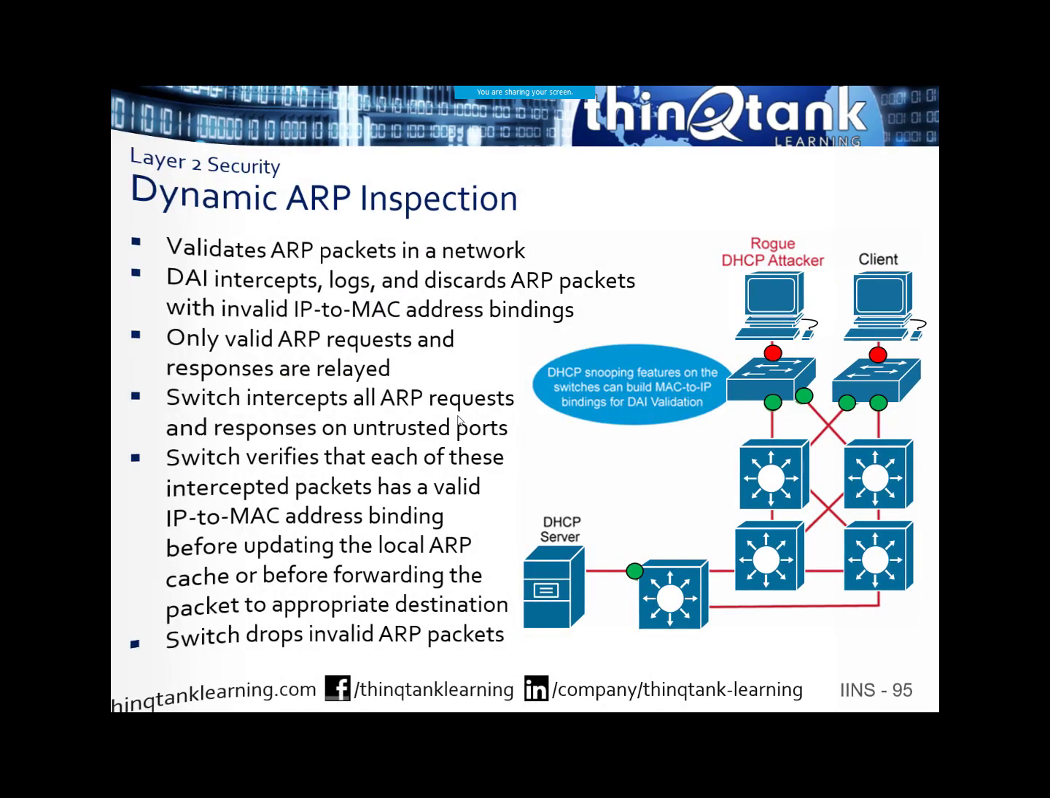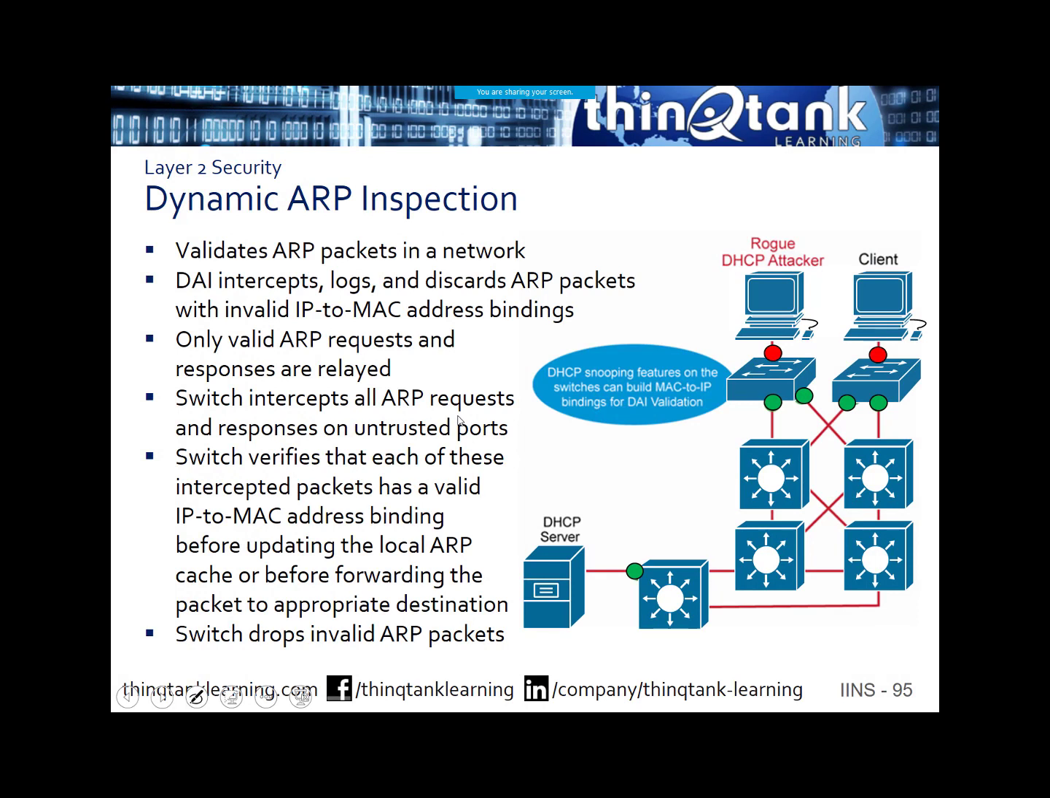Well, there must be a way for us to protect against this. I'm glad you asked. It's called Dynamic ARP Inspection. First of all, in order to run Dynamic ARP Inspection, you also have to be running DHCP Snooping. Dynamic ARP Inspection does not work without DHCP Snooping. Okay? So what happens in this case is we go through and we validate all of the ARP packets in the network.